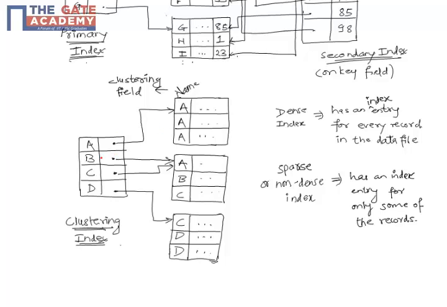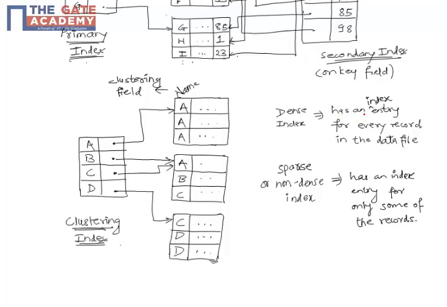For example, here B points to the second block on the disk for that data file because B contains a record with clustering field value as B. Similarly, C again points to block 2, not block 3, because C appears first in block 2 and not in block 3. Thus, the number of entries in a clustering index file is equal to the number of distinct values of the clustering field.